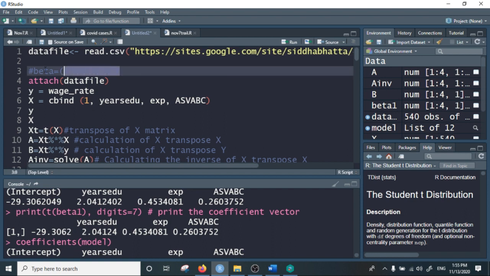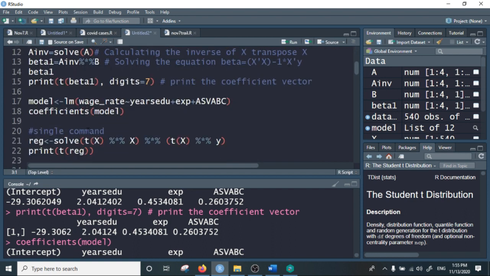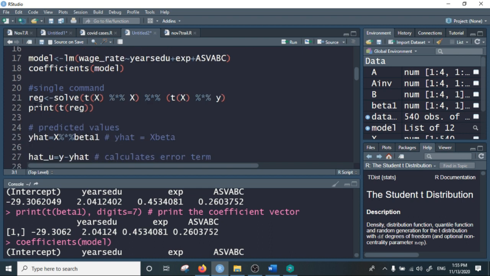So this whole line of command can be written in a single line that I have written here in 21. I have written the whole formula in a single line. So the first part is transpose x times x. So this is inverse of transpose x times x. Solve means inverse. Inverse of x transpose times x times x transpose times y.